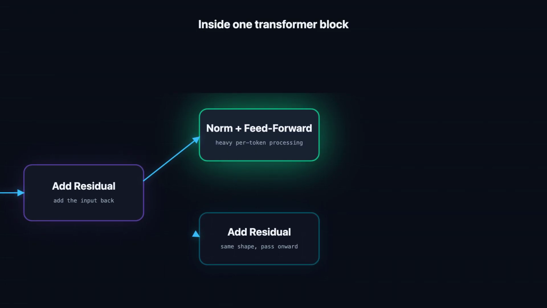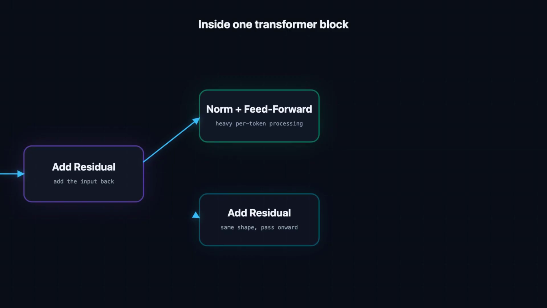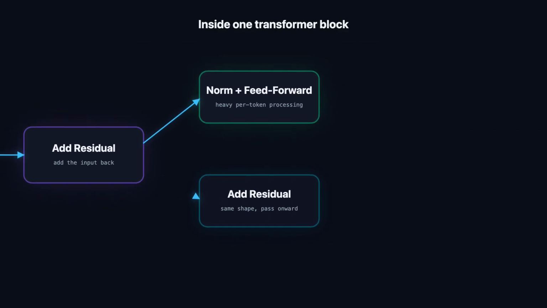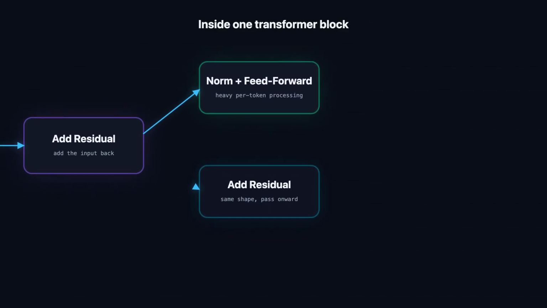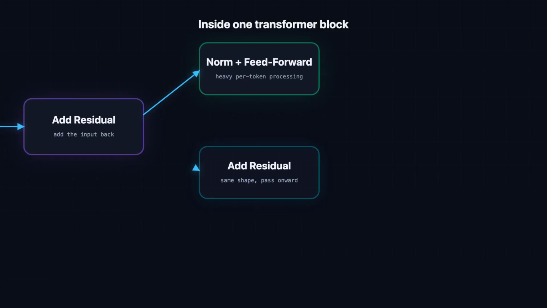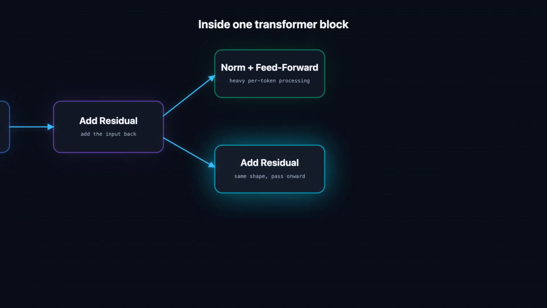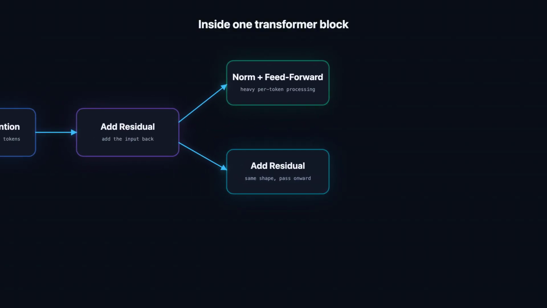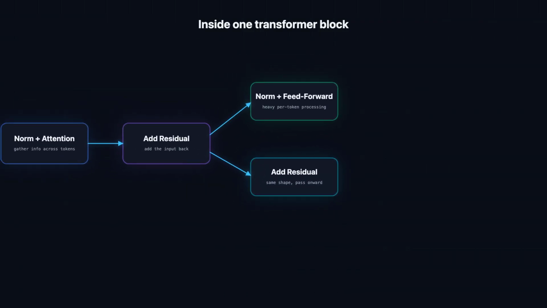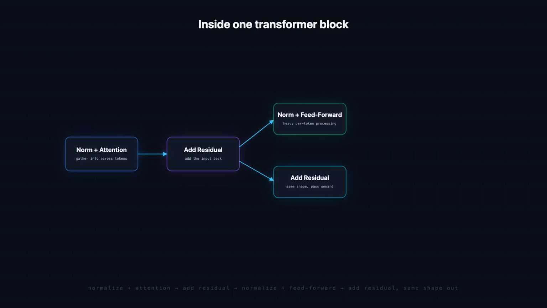Next, normalize again and run the feed-forward network. Applied to each token independently, it expands a vector out to a much wider hidden layer, applies a nonlinearity, and projects it back down. This is where most of the heavy per-token processing happens. Finally, add the residual once more and pass the sequence onward. The output carries the exact same shape as the input, which is precisely why you can stack this identical block again and again into a deep tower.